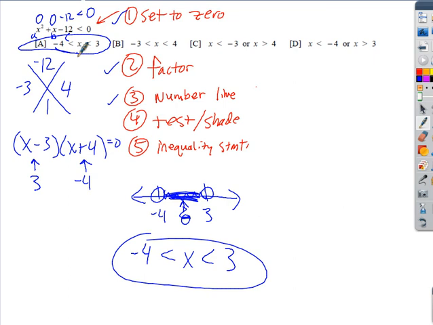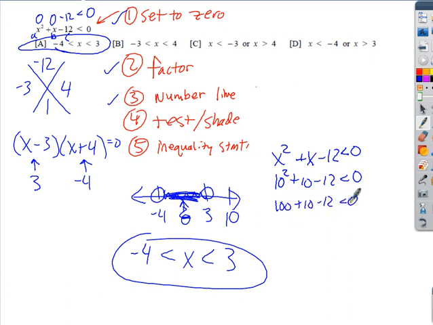If you went out here and tested 10, for example, it should not come out true. I'm just going to put it in there. x squared plus x minus 12 is supposed to be less than 0. Well, that would be 10 squared plus 10 minus 12 is supposed to be less than 0. Well, that's 100 plus the 10 minus the 12, and I get 110 minus 12. That comes out to 98 is less than 0? That's not true, and we weren't expecting it to be true. That's why it's not part of the solution set.